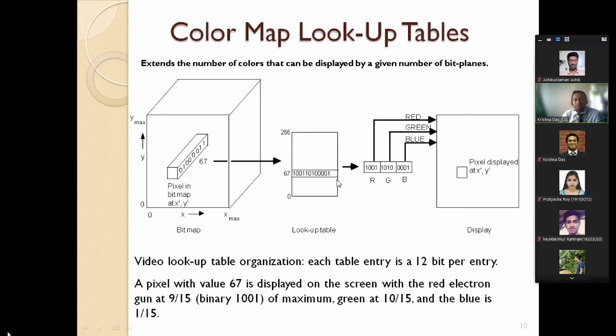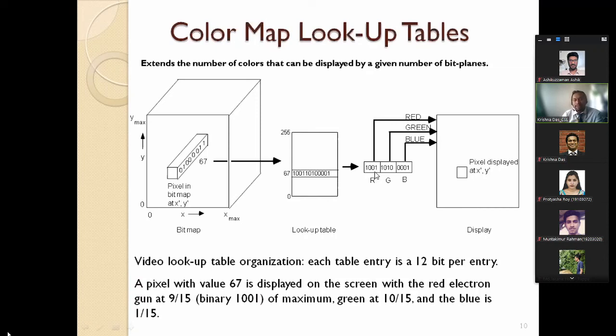First four we will take for red, as you can see 1001 has been taken for red. Then the second four, 1010, will be taken for green, and the last four, 0001, has been taken for blue. Now from those 4 binary bits that you have got.